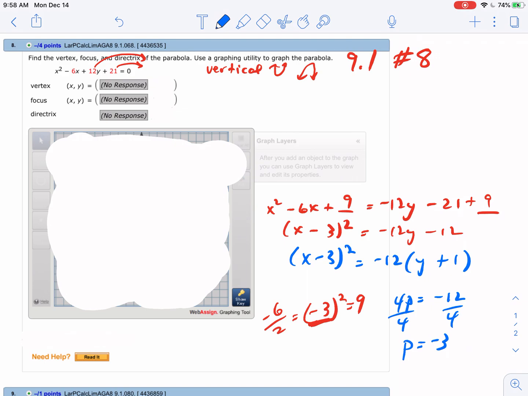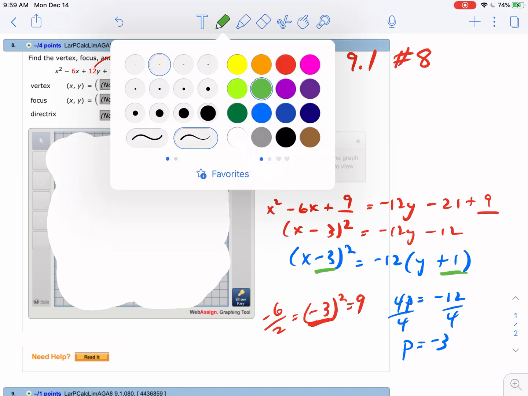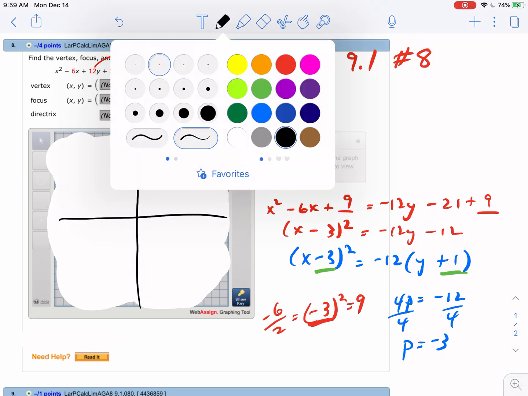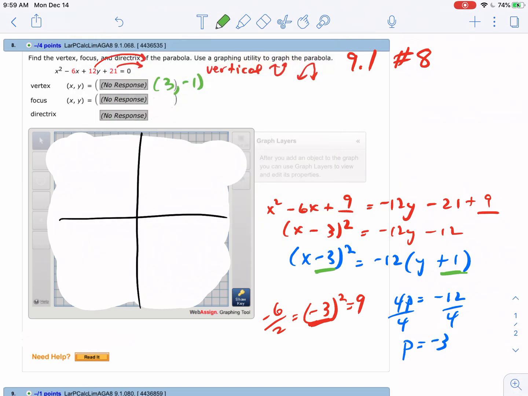All right, so first of all, my vertex, take that number and that number. So remember what we do, opposite. So that's 3 comma negative 1 for the center. So if you go back to your graphing stuff here, we'd have something there, and I would put my center at 3 negative 1. Or not my center, my vertex at 3 negative 1.